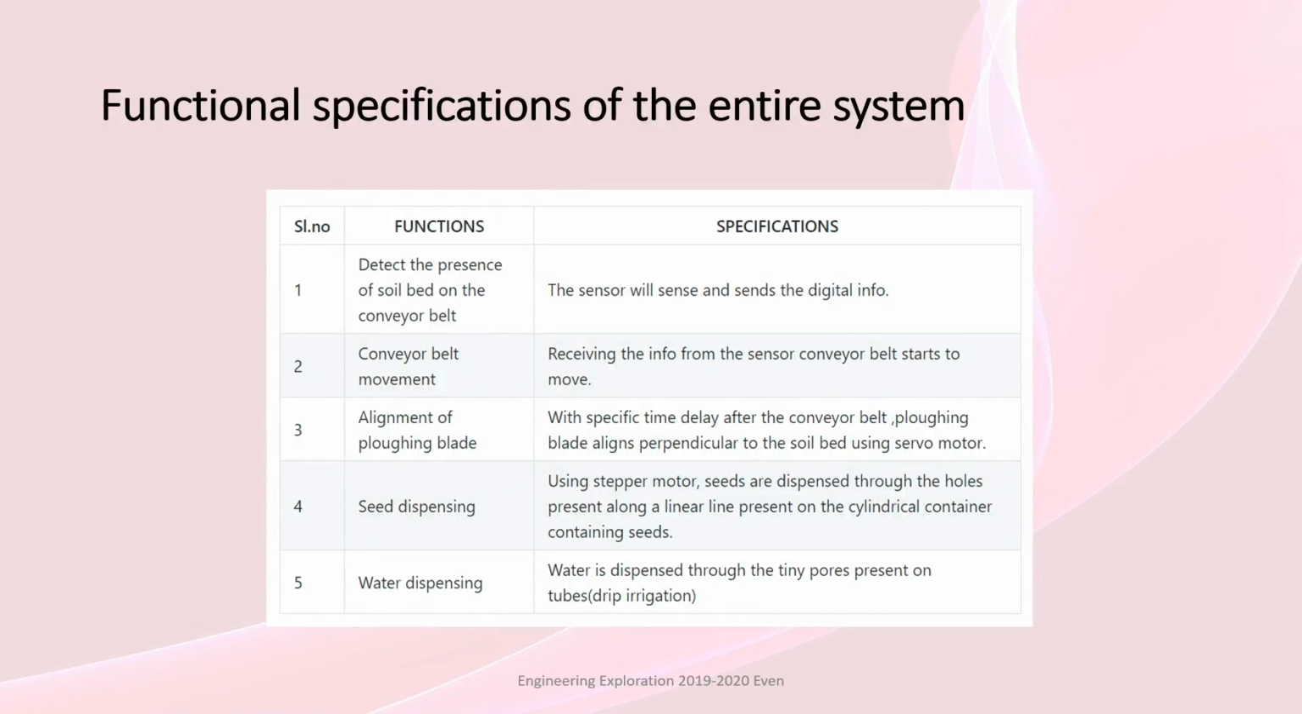Third, alignment of the ploughing blade. With a specific time delay after the conveyor belt starts, the ploughing blade aligns perpendicular to the soil bed using a servo motor. The fourth function, seed dispensing. Using a stepper motor, seeds are dispensed through the holes present along a linear line on the cylindrical container containing seeds. The last function, water dispensing. Water is dispensed through the tiny pores present on the tubes, which follows the simple method of drip irrigation.